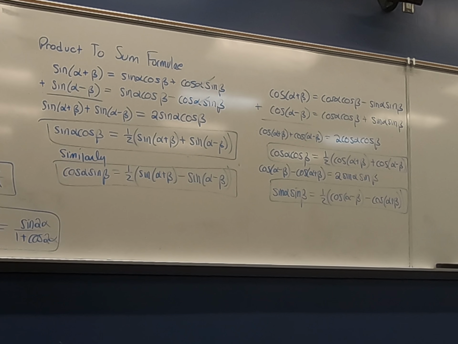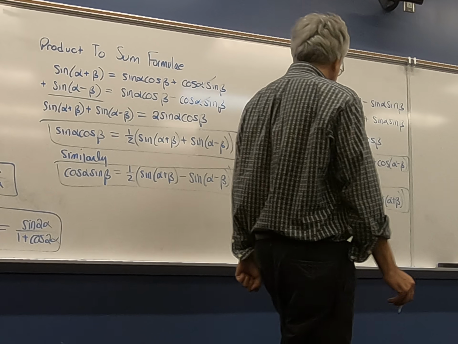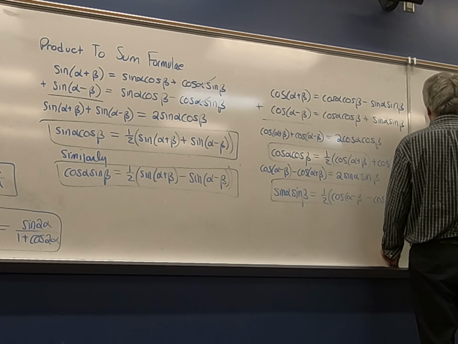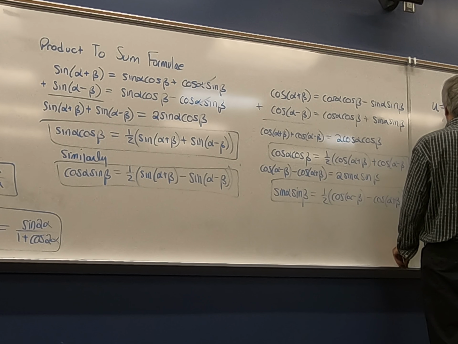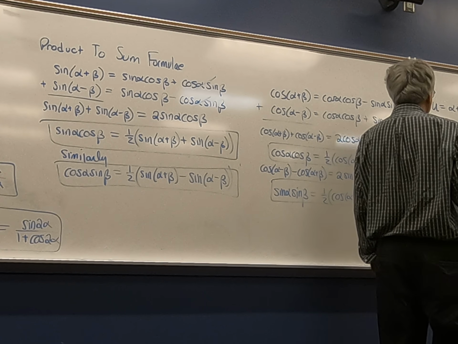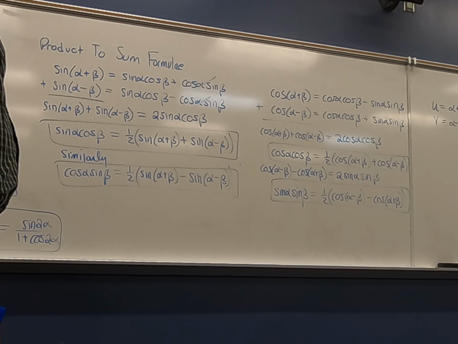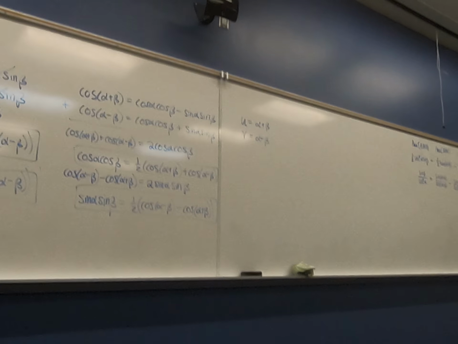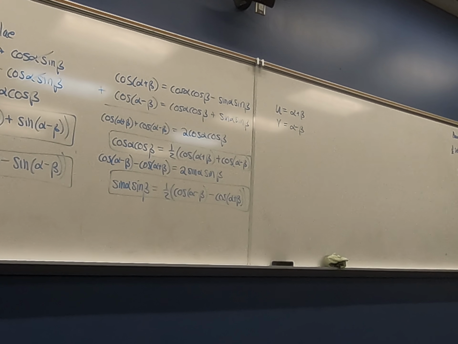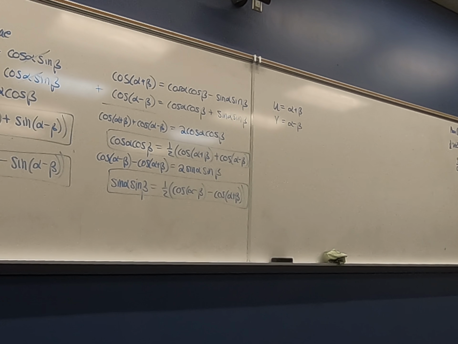Product to sum formulas. So now, let's introduce a couple of new variables. U is equal to alpha plus beta, and V is equal to alpha minus beta. All right, so we're doing a substitution here. Can we solve this system for alpha in terms of U and V? Yes, we can.